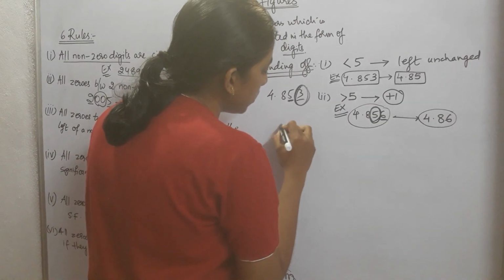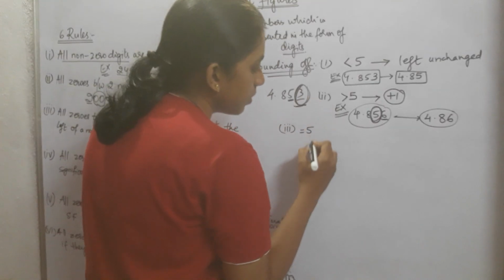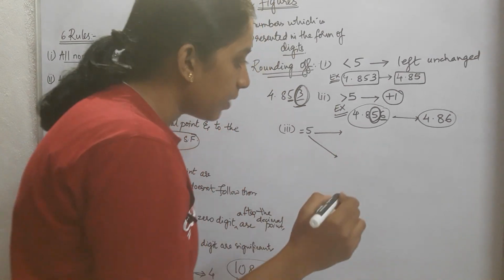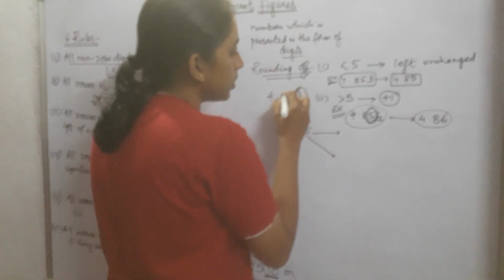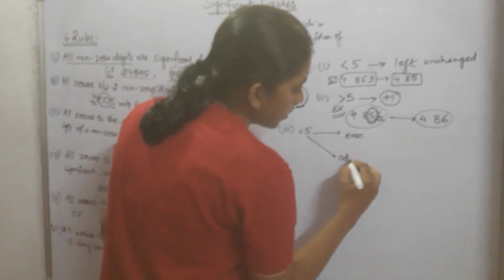The third rule is, what if the last digit is equal to 5? Then we have two ways. We have to check if the last before digit is an even number or if it is an odd number.